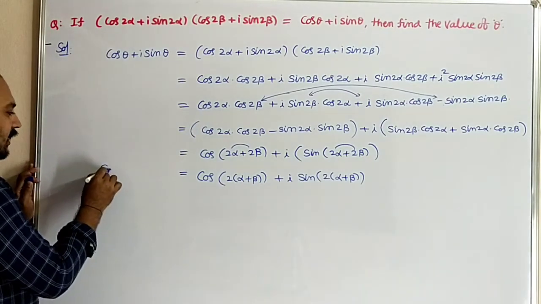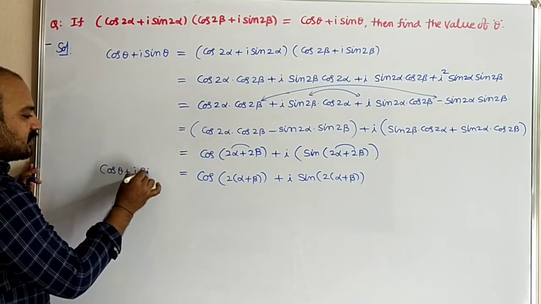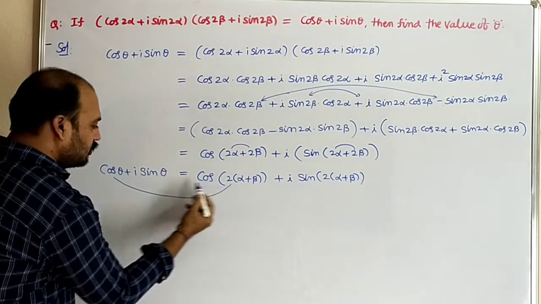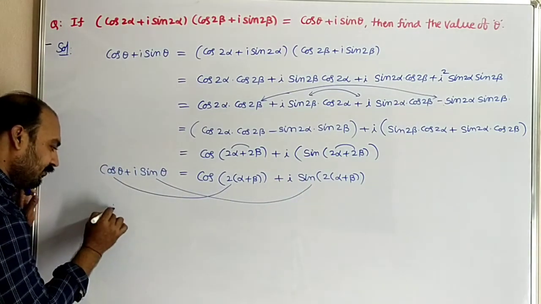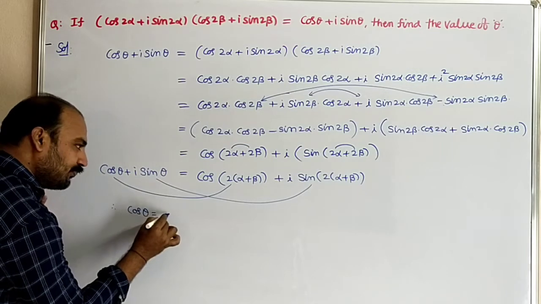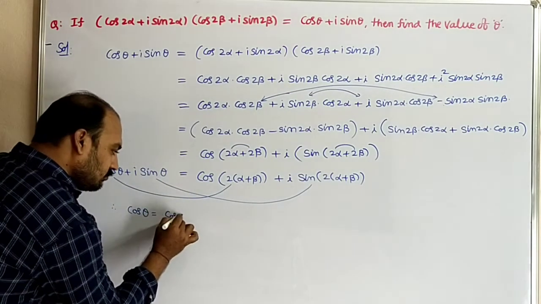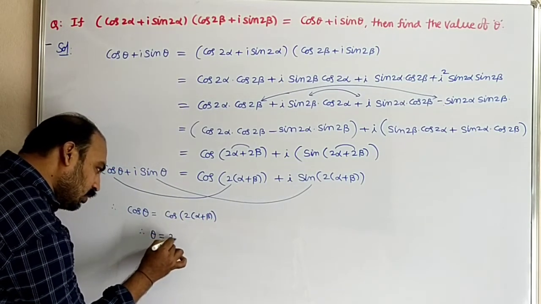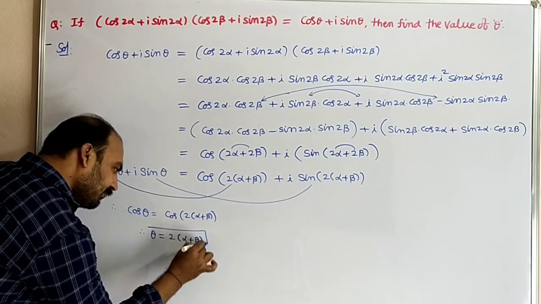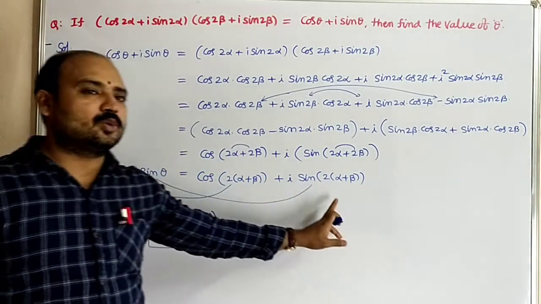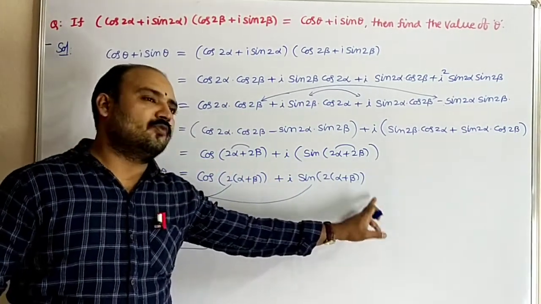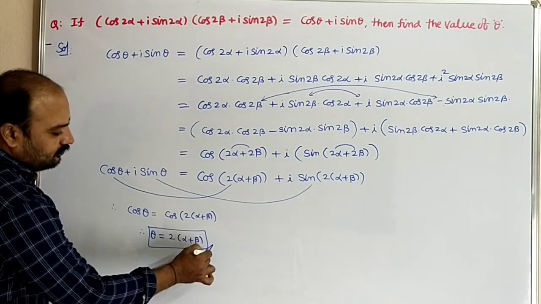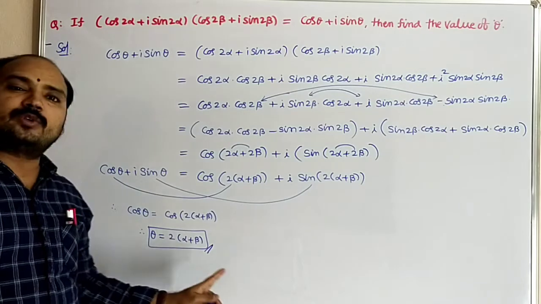Now comparing real and imaginary terms, cos theta plus i sin theta. Either these two you have to compare or these two you have to compare. Cos theta equal to cos of 2 into alpha plus beta. Therefore theta is equal to 2 into alpha plus beta. Or if we equate these two also, sin theta equal to sin of 2 into alpha plus beta, theta equal to 2 into alpha plus beta. They are asking to find the value of theta. Theta value is 2 times alpha plus beta.